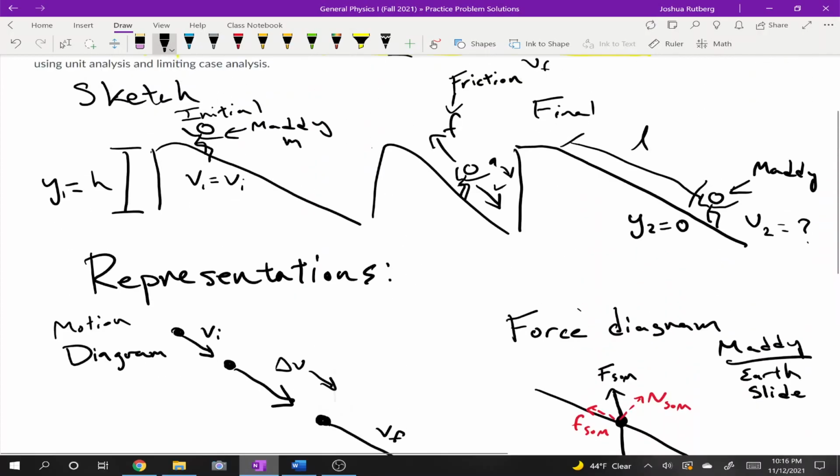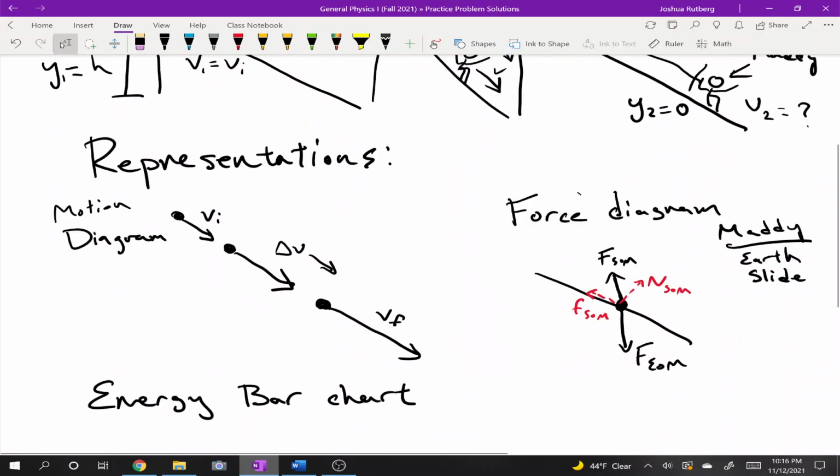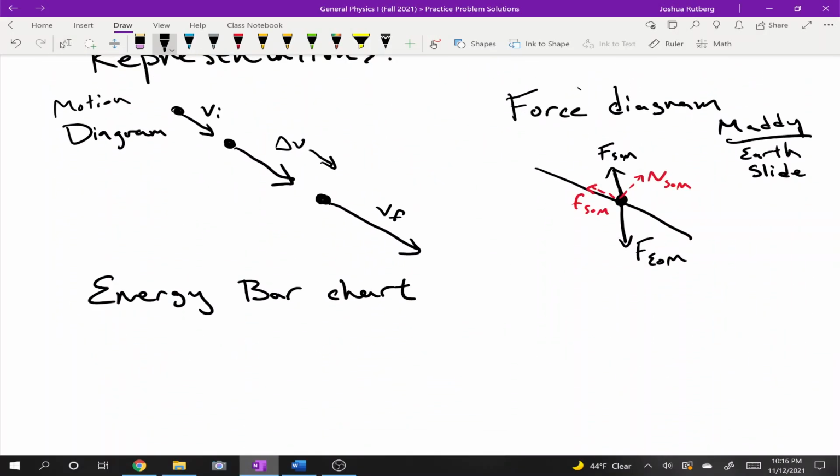So my initial state is when Maddie's at the top of the slide. My final state is when she's at the bottom of the slide. My system is going to be Maddie and the Earth. And because there's friction, I'm going to add the surface exerting the friction. So I'm going to add the slide to my system.